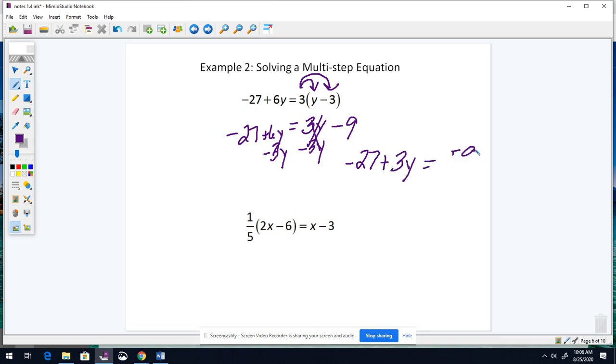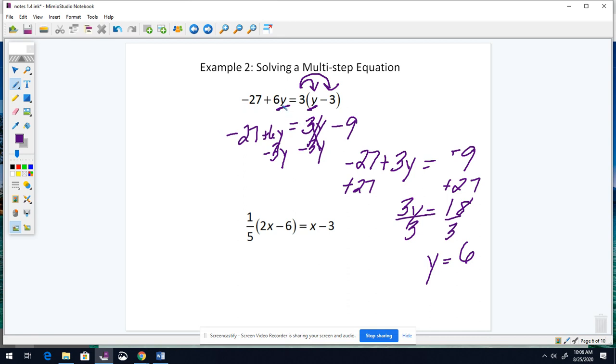equals negative 9. Since I decided that my variables are going to the left, then my numbers need to go to the right. So I'm going to undo the negative 27 with positive 27. So I've got 3y equals, I have a negative 9 and a 27. That's 18. Divide both sides by 3. And I get 6. And again, if I want to check my answer, you do have to put the 6 on both sides where you see the y, to check that balance.